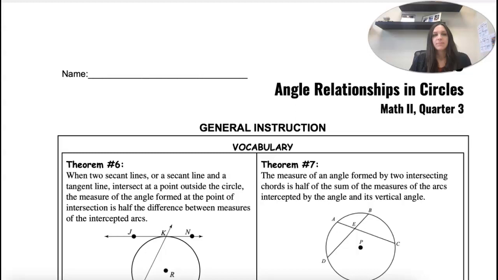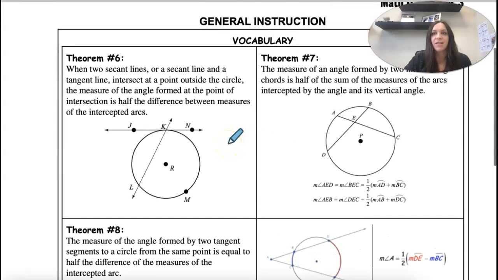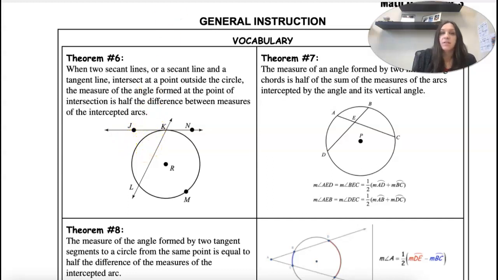The last section, 1.5, we're looking at angle relationships, and our vocabulary again is theorems. There's a lot of theorems in geometry. Okay, so when two secant lines or a secant line and a tangent line intersect at a point outside the circle, the measure of the angle formed at the point of the intersection is half the difference between the measures of the intersected arcs. That's a lot.